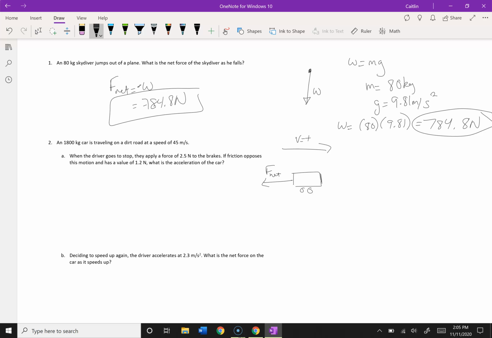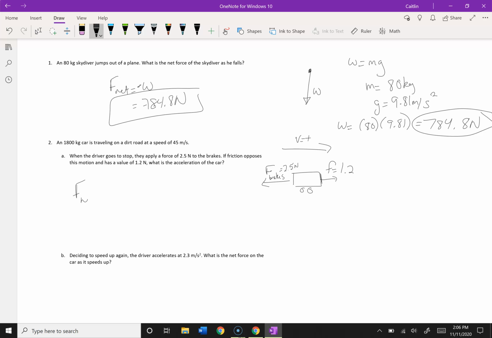So F net is 2.5 newtons. Since the motion is going backward, friction points forward then. Remember, it always opposes the direction of the applied force. The acceleration then is when we can, oops, this is not F net. This is the F of the brakes, right? Sorry.